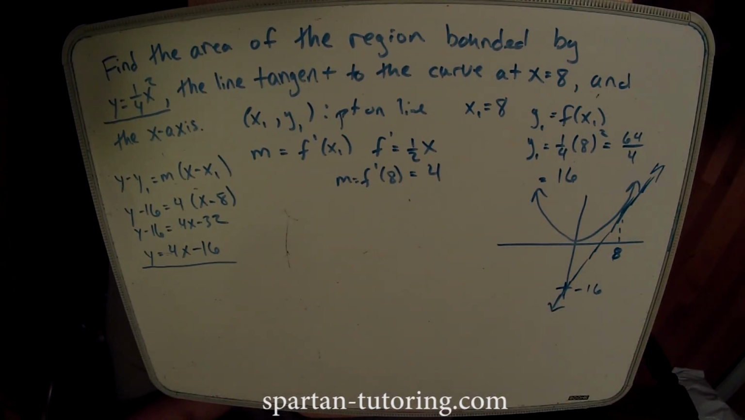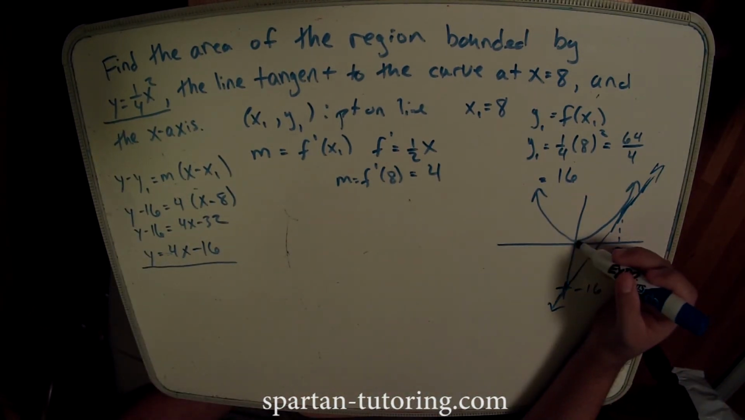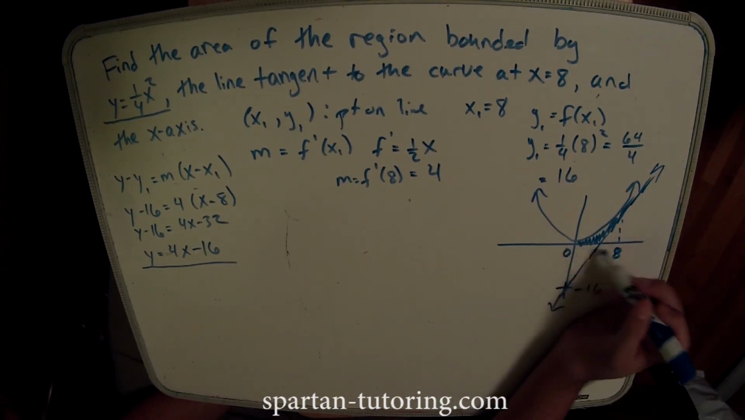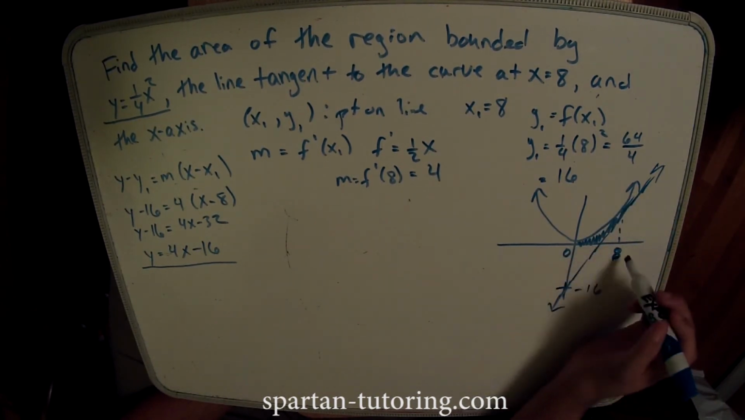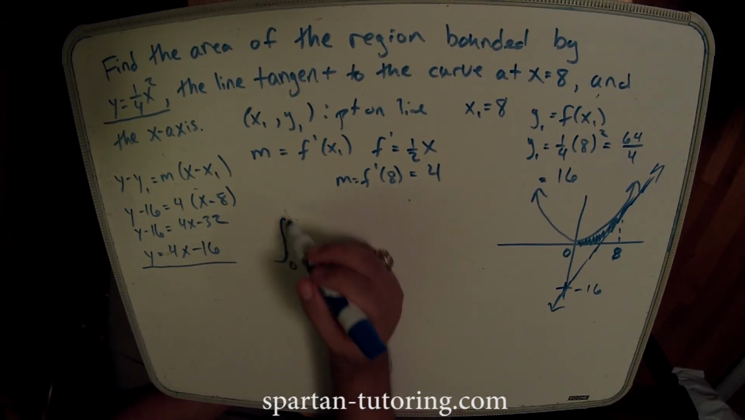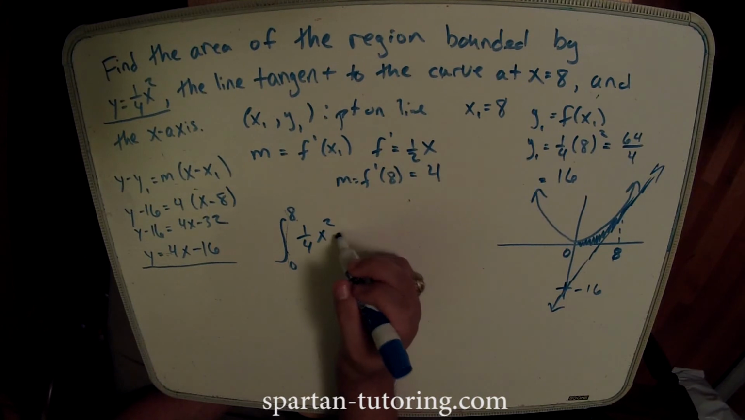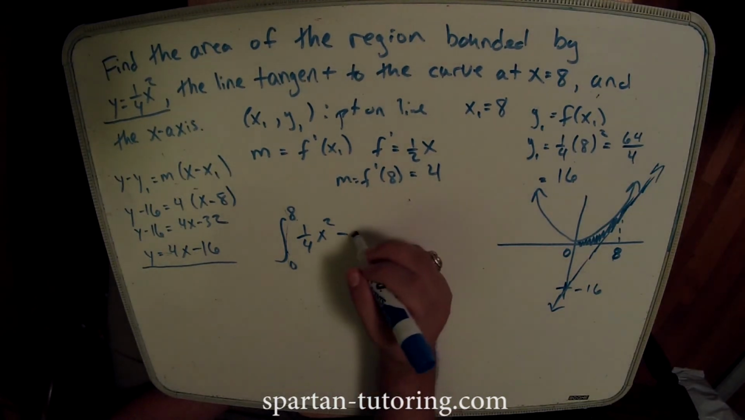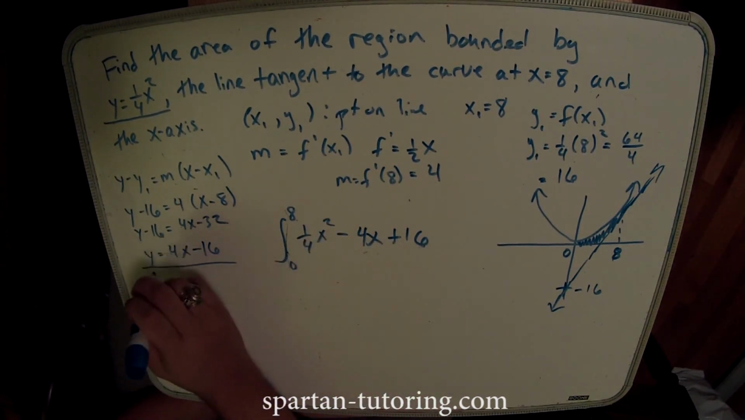So I want to find the area bounded by the parabola, the line, and the x-axis. I am looking for this area. Since I'm going from 0 to 8, we're going to do the top curve minus the bottom curve from 0 to 8. So to set this up, this will be the integral from 0 to 8 of the top, which is 1/4 x squared, minus the bottom, and the bottom is 4x minus 16. So we're going to have minus 4x, and then plus 16, because you need to distribute that negative over everything.